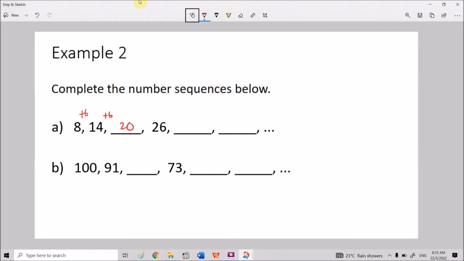And then we have to check our answers. 20 plus 6, you get 26, meaning that adding 6 is the pattern here. So we can continue with the rest. 26 plus 6, you get 32. 32 plus 6, you get 38.